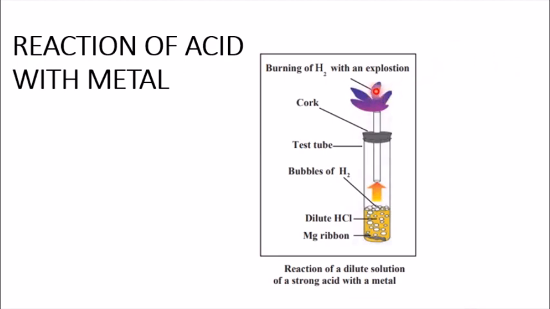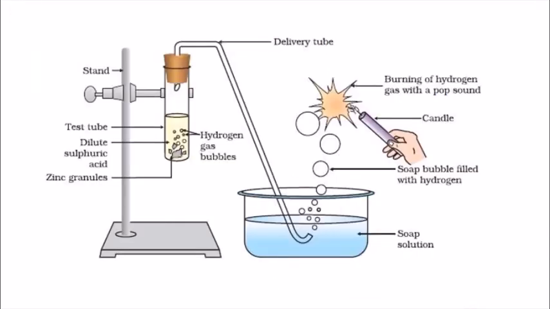You can see that the gas is there, and if you bring something burning near it, it might also give you an explosion. So this is the reaction of acid with metal. When acids react with metal, they form salt and hydrogen gas. We can understand this with another example also.